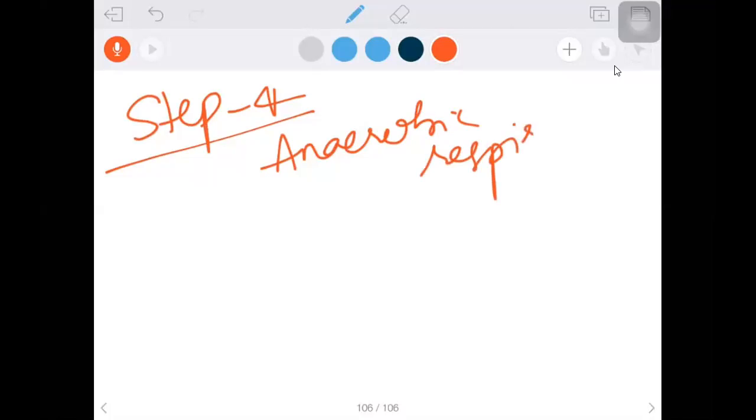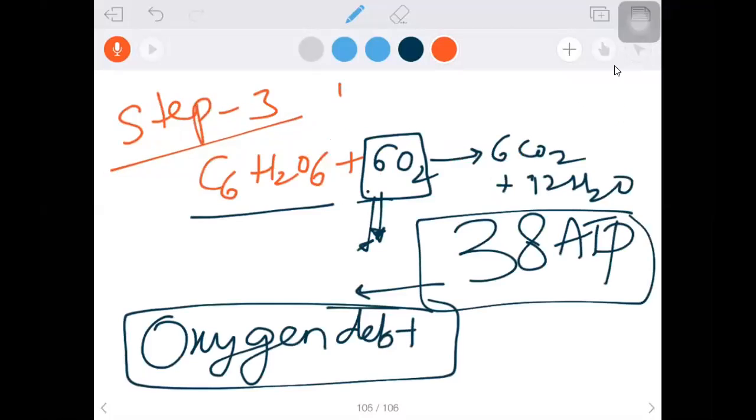Anaerobic respiration. You may have learned it in botany, but I'll give a brief. You may know that there are three procedures in respiration: glycolysis, then the Krebs cycle, then electron transport.